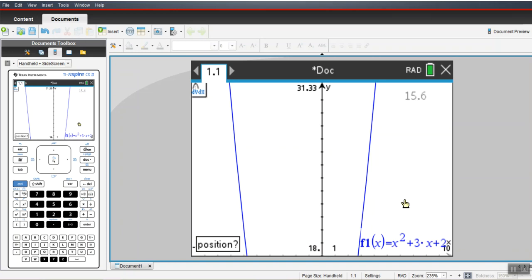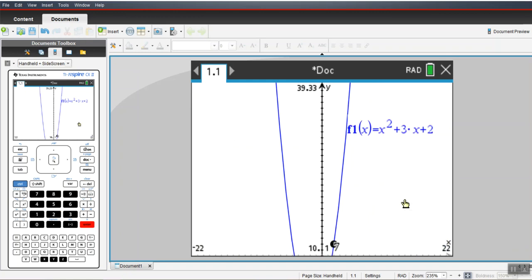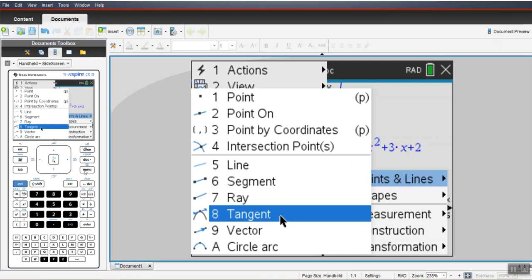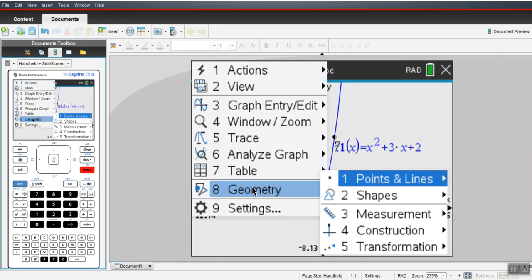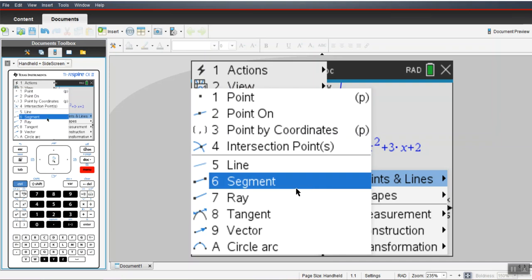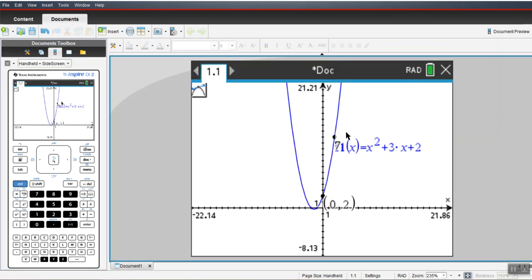Alright, so it's asking for a position. Any guesses what the position is? 2. Let's try 2. You can see it. It said 7, so it's given me the gradient at x equals 2. I'll say it again. Menu, geometry, points and lines, tangent. You select the point where you want the tangent, and look at that. It gave us the equation for the tangent. y equals 7x minus 2.